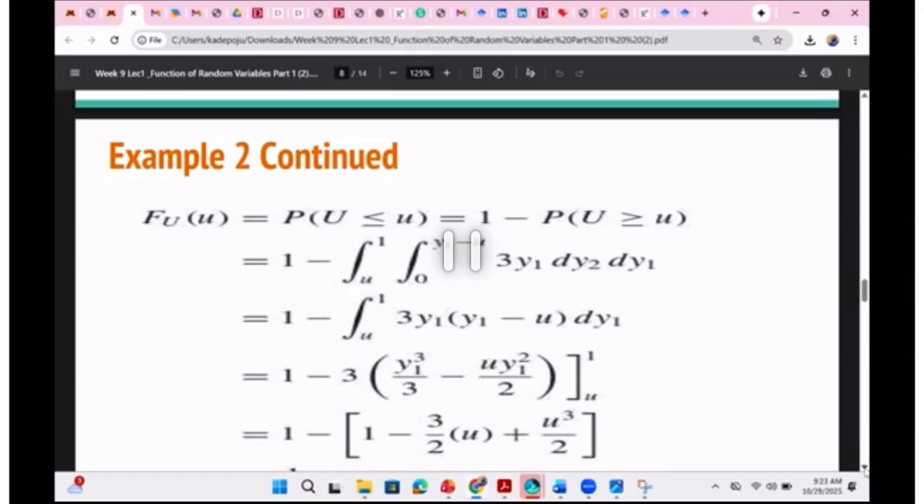Now, please pay attention like I said. I want to use the method of CDF, F of u, which is equal to the probability of U less than or equal to u. That's a CDF. That's the method we've been using. Okay?